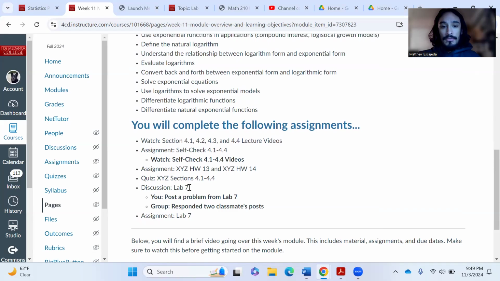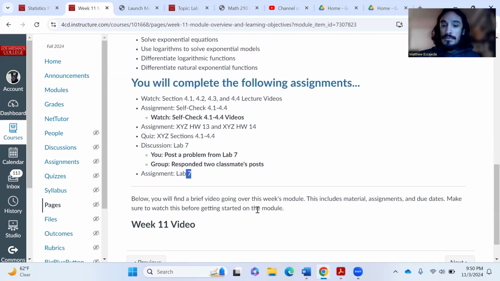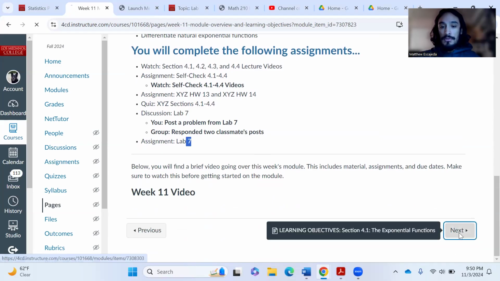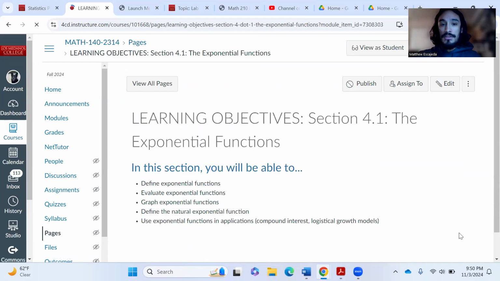And then discussions, just lab 7. Lab 7 is all about chapter 4, so we're not breaking up any of the labs again. This is just all lab 7. Okay, so post a problem from lab 7, respond to lab 7, and then just turn in lab 7. And if you're watching this video, you know that you can always find it right here in this week 11 overview video. So let's go ahead and look through 4.1 of this learning objective.